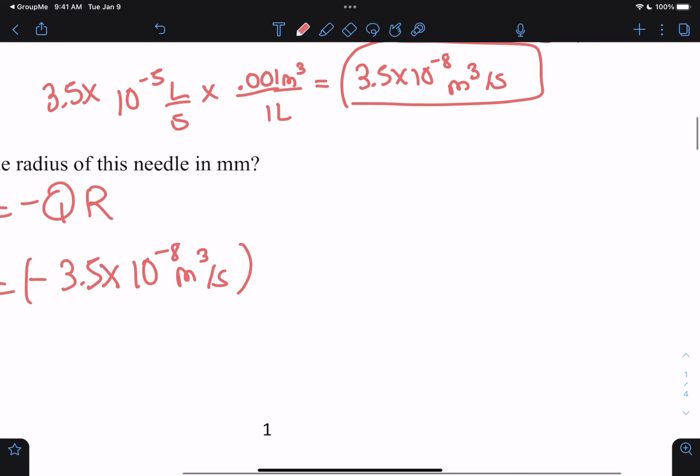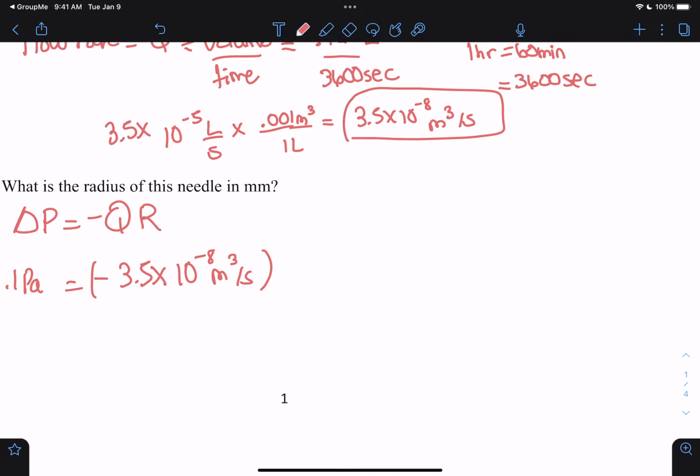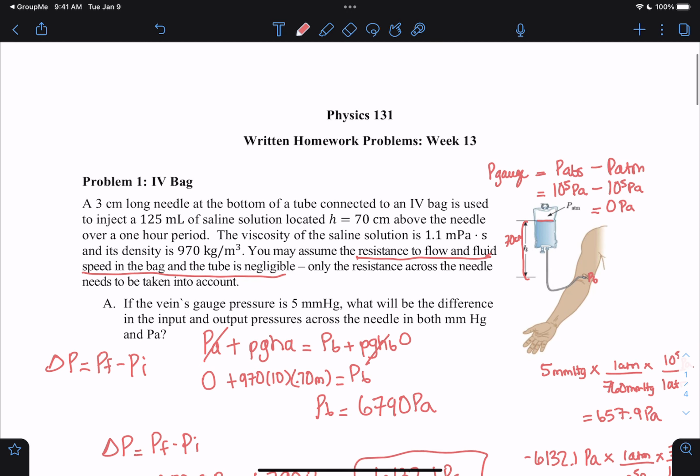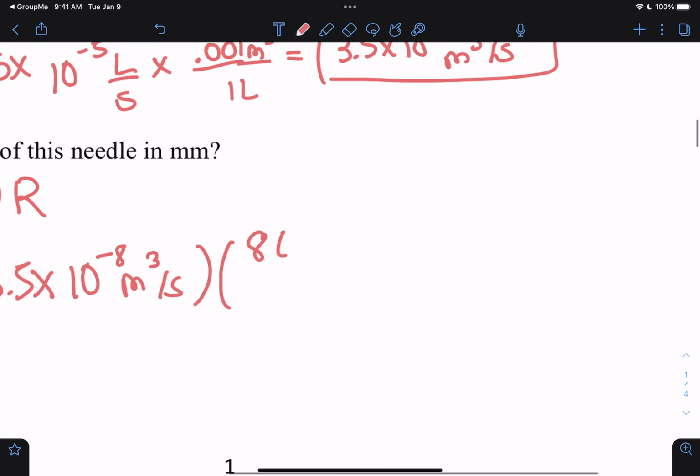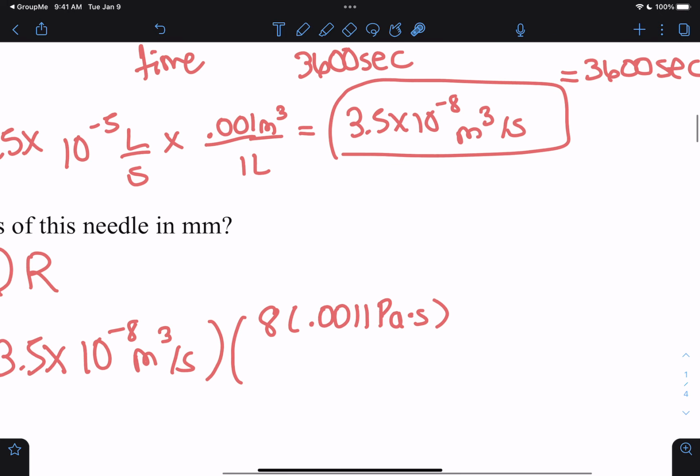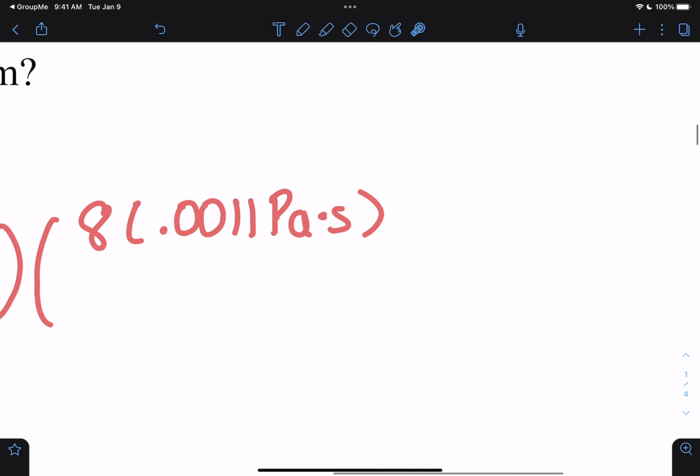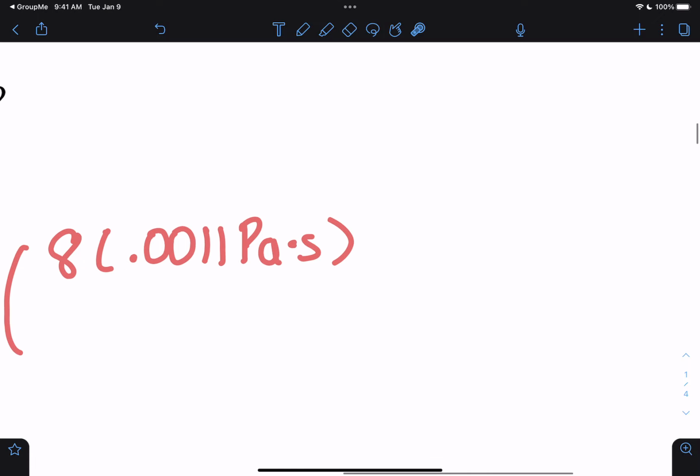So we have our resistance here, that's 8 times viscosity. Our viscosity, remember, was 1.1 millipascal seconds, and that's the same as 0.0011 Pascal seconds. We have to make sure everything is in Pascal seconds, meters, seconds. You can convert from 1.1 millipascal seconds to Pascal seconds just by dividing by 1,000. So you move it back 3 decimal points: 1, 2, 3, and that gives you 0.0011 Pascal seconds.